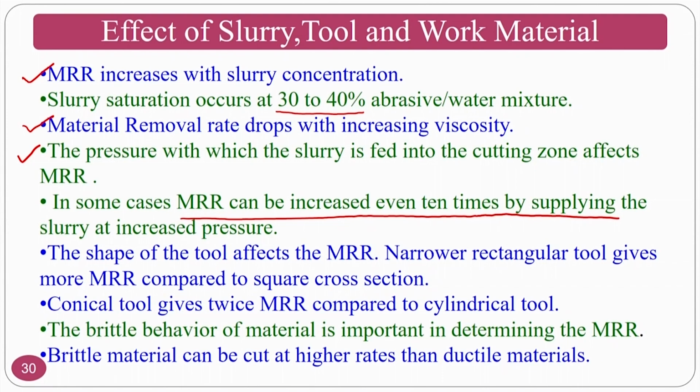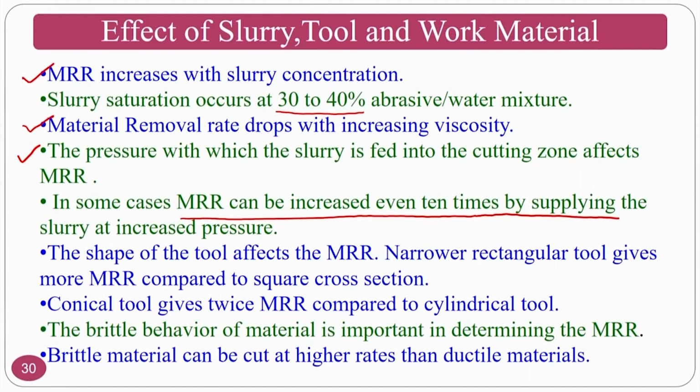So, the shape of the tool affects the MRR. Normally, a narrower rectangular tool gives more MRR compared to a square tool of the same cross section. A conical tool gives twice the MRR compared to a cylindrical tool, and the brittle behavior of the material is important in determining the MRR. That means that if the material is brittle, then the material removal will be in terms of fragments. If the material is ductile, what will happen? Its yield strength and other things will play a major role. Brittle material can be cut at higher rates than ductile material, because the brittle fracture will take place and the fragments can sail along with the carrier fluid out from the machining region.